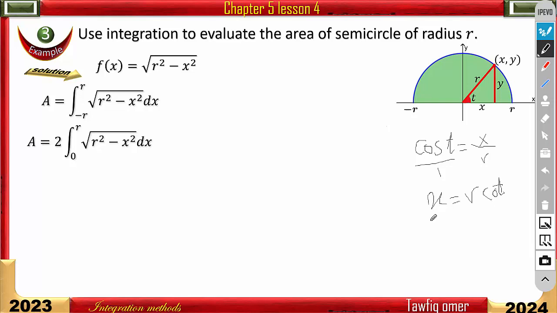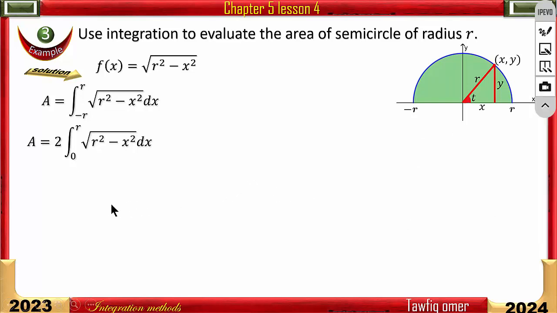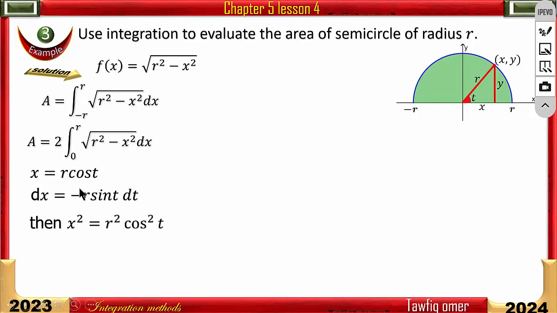And now here, in place of x, we're using r cosine t. Now let x be equal to r cosine t, and take the derivative of this one to find dx. dx is equal to r times the derivative of cosine t, which is minus sine t dt. And because we need x squared, we must find x squared from this equation. x squared is equal to r squared cosine squared t.